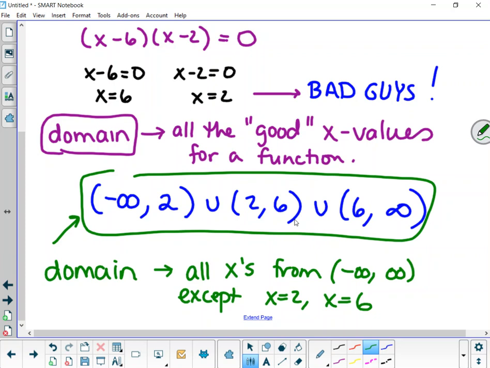Describing the domain helps us describe what we're going to expect to see when we see the graph. A 3-piece domain like this, I'm expecting to see 3 sections when I graph this. I'm going to see a section for the x's from negative infinity to 2. I'm going to see a section from 2 to 6. I'm going to see a section from 6 to infinity. Now, what breaks these sections apart? They might be vertical asymptotes.